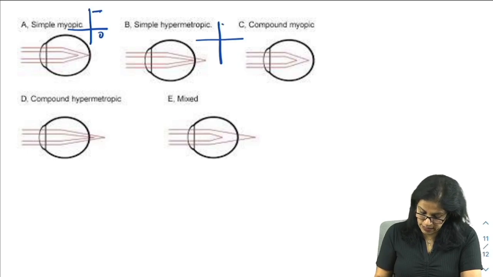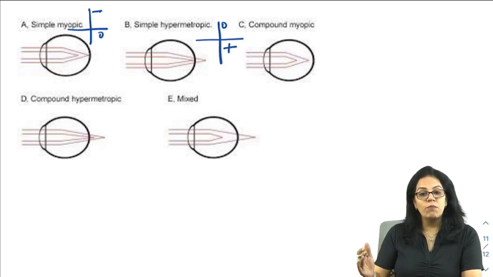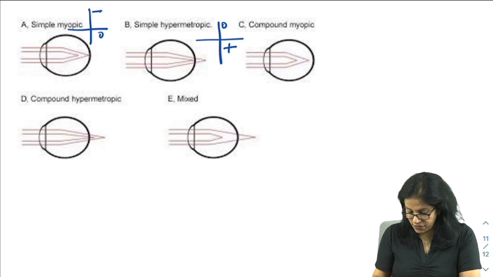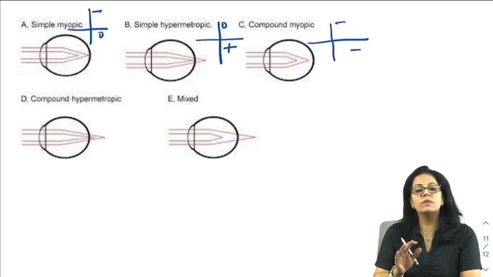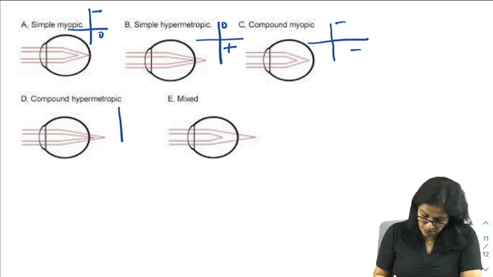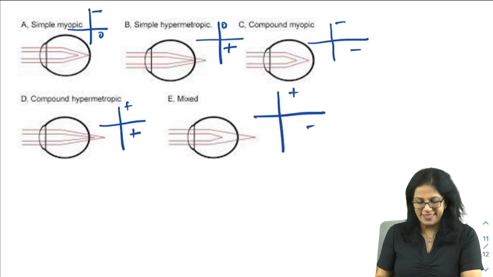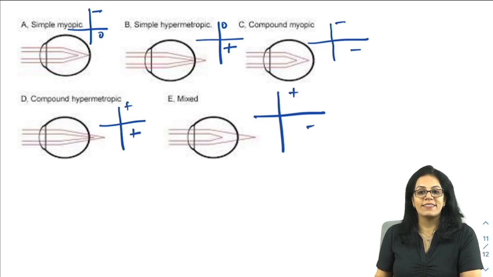Simple hypermetropic means one focusing is behind the retina, one is on the retina. So one axis can be emmetrope and the other will be plus. When I say compound myopic, both axes are focusing in front of the retina, as you can see here. And therefore, I indicated both minus, but different, minus 2, minus 3, anything. And when I say compound hypermetropic, this time both are plus. Mixed means one is in front, one is behind, one is plus, one is minus. This is how you classify.